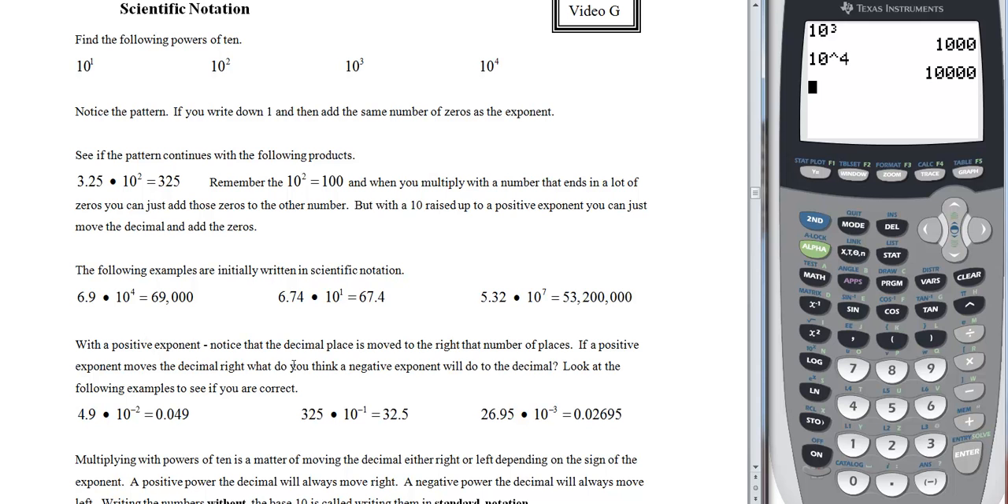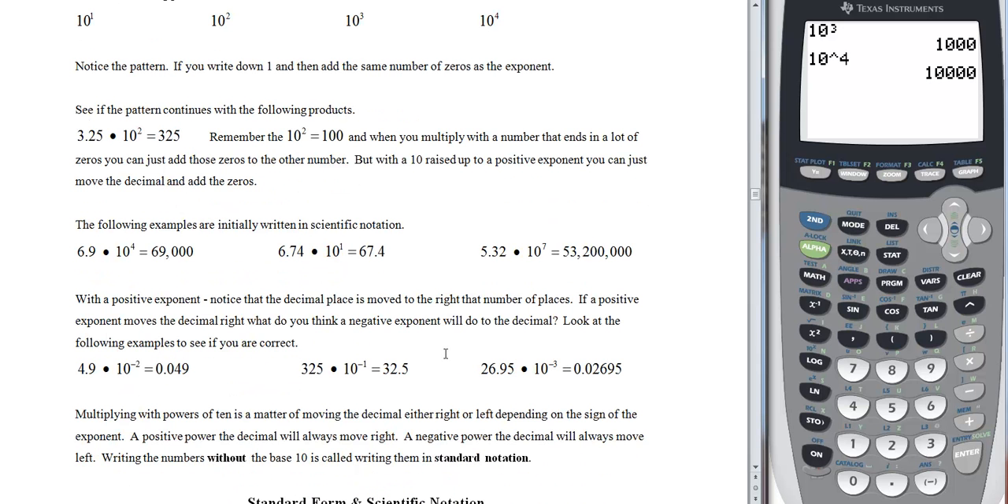With a positive exponent, notice that the decimal place is moved to the right that number of places. If a positive exponent moves the decimal right, then what do you think a negative exponent will do? It'll move it in the negative direction. See what happens here. 4.9 times 10 to the negative 2. Look what happens. 3.25 times 10 to the negative 1. The decimal is understood to be behind the 5 right now, but moving it in the negative direction 1 space puts it here. What about this one?